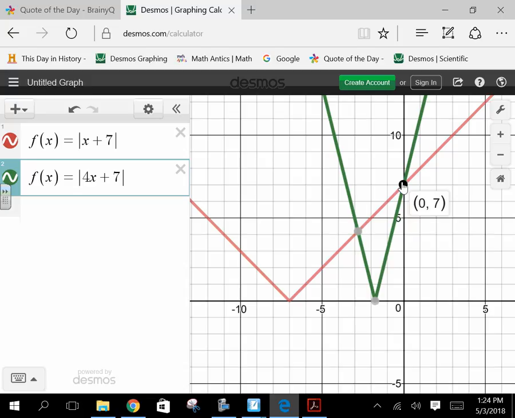When I say the word horizontal, I'm talking about left and right movement. Vertical is up and down movement. So what took place from the original, just x plus 7, is we have a horizontal shrink by a factor of 1/4.